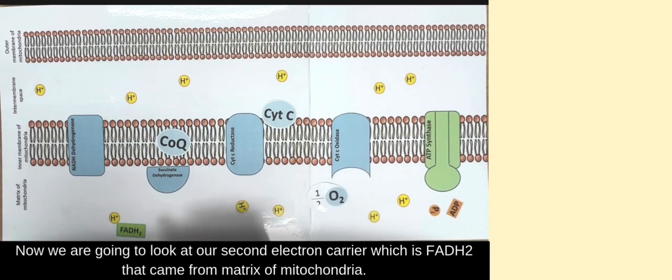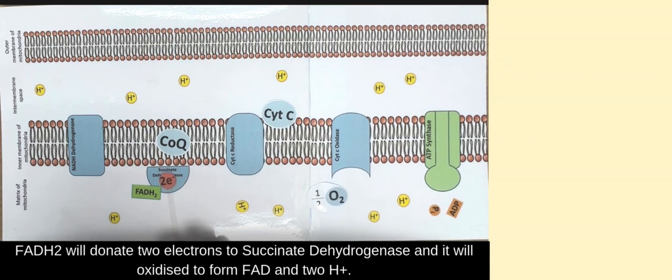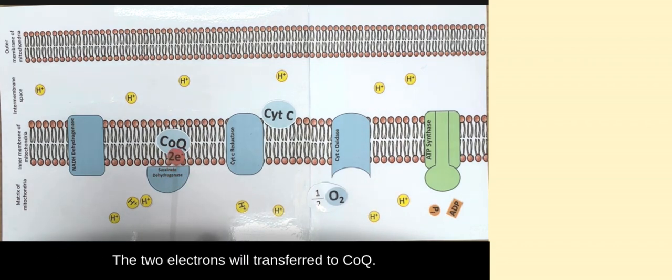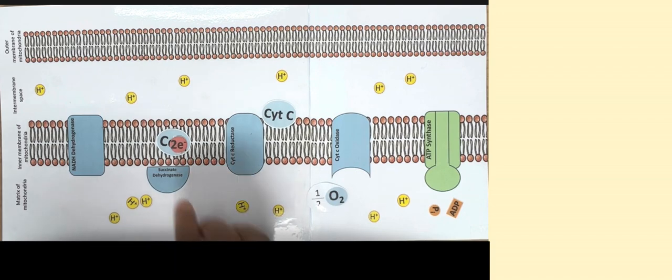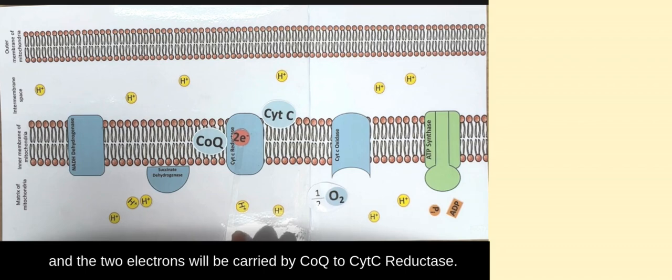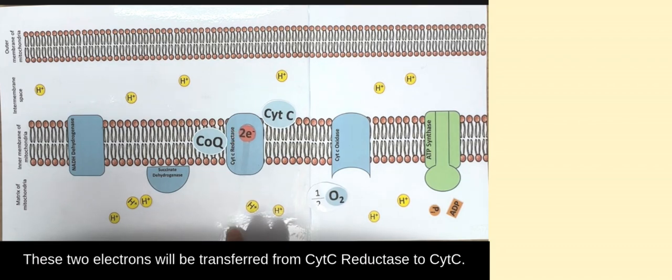Now we are going to look at our second electron carrier, which is FADH2, that comes from the matrix of mitochondria. FADH2 will donate its 2 electrons to succinate dehydrogenase, and it will oxidize to form FAD and also 2 hydrogen ions. FAD will be recycled in the cellular respiration process, where the 2 hydrogen ions will remain in the matrix of mitochondria. The 2 electrons will then be transferred to CoQ, and these 2 electrons will be carried by CoQ to cytochrome C reductase.